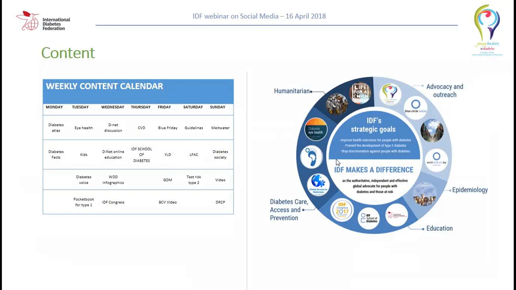Now, in matter of content, it is important to know what our IDF strategic goals are. And IDF strategic goals are divided in 5 categories. We can tell it like that: advocacy and outreach, epidemiology, education, diabetes care, access and prevention, and humanitarian aid.